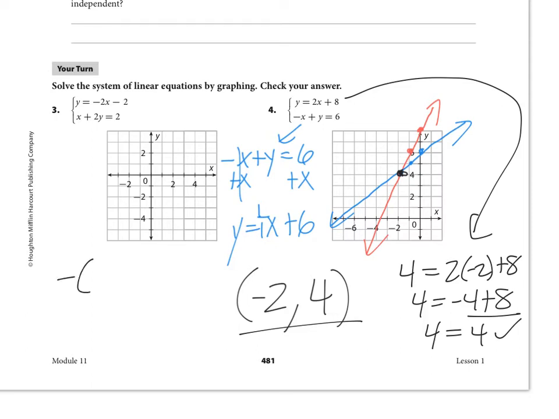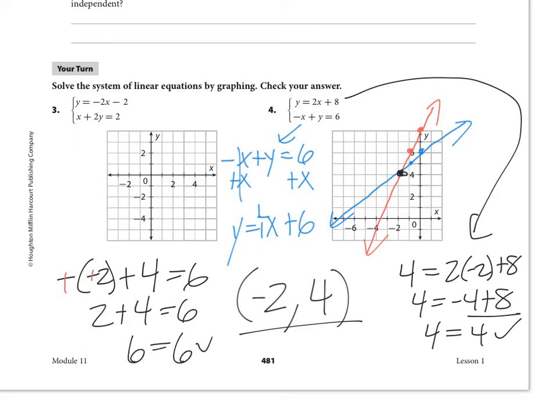So negative of x is -2, plus y is 4, equals 6. So then you do change here. So you get 2 plus 4 is 6. So you get 6 equals 6, which is also true. So you know your solutions worked.